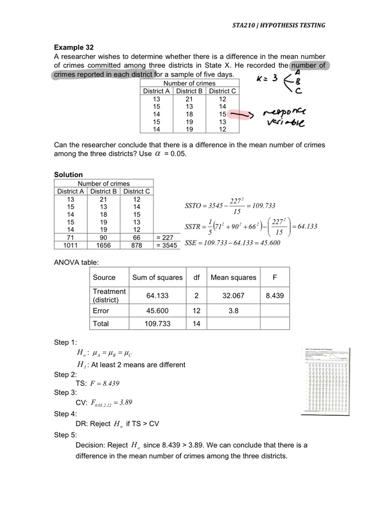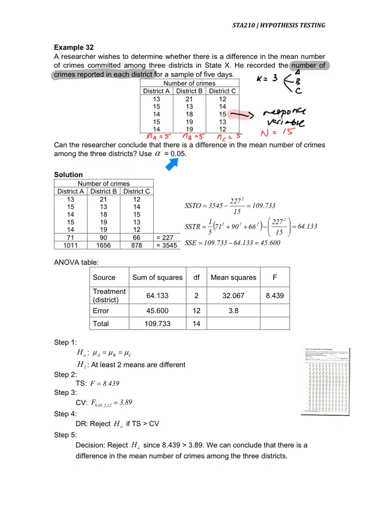So this one is an example for balanced data. You can look here, for district A we have a sample of 5 days, district B also 5 days, district C also 5 days. So that's why nA equals 5, nB also equals 5, and nC also equals 5. So our capital N here is equivalent to 15. Okay, can the researcher conclude that there is a difference in the mean number of crimes among the 3 districts?